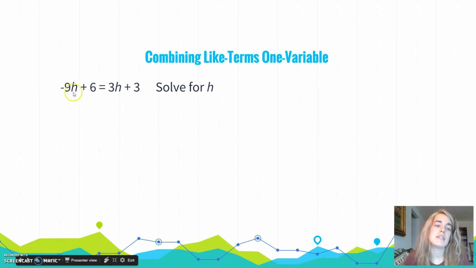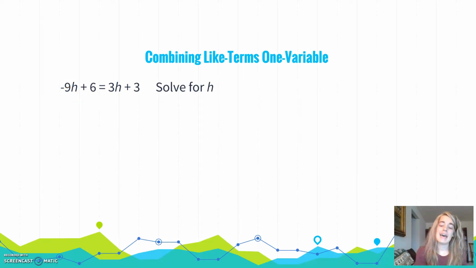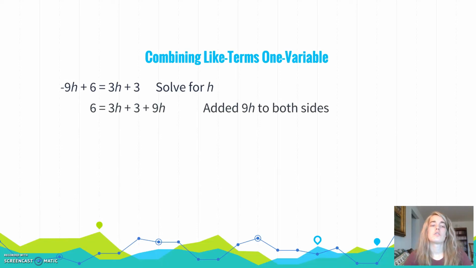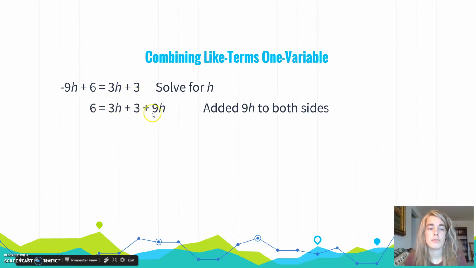So to get rid of this negative 9h, to bring it on over to the other side so it can be friends with the 3h, we'll do the opposite. Instead of negative 9h, it's kind of like a subtraction symbol, we're going to add 9h. So it looks like this. My positive 6 stays over here, the 3h plus 3 stays the same, and then I just have a plus 9h now. So I did the opposite.